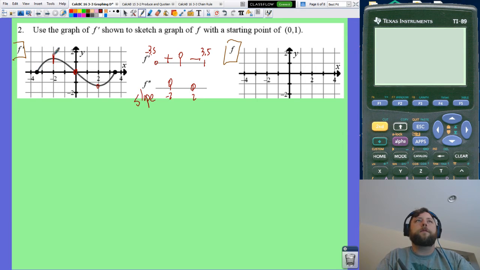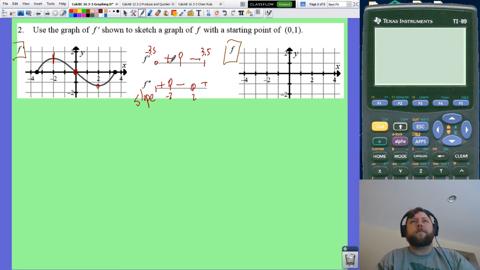Well, the slope is going to be positive right here, so the second derivative is positive from negative 3.5 to negative 2. And this slope is going to be negative from negative 2 to positive 2. So this whole thing's negative. And then over here, my slope is positive. So the slope of the first derivative is the second derivative. So watch that. So how do I graph my graph of f?